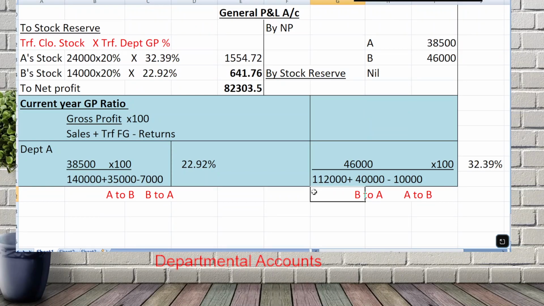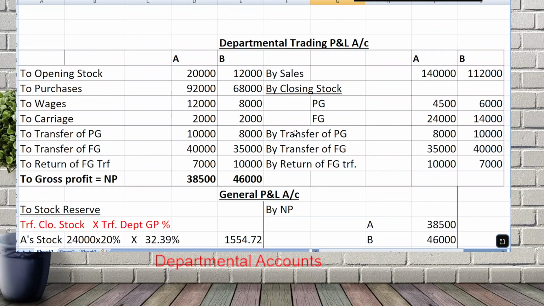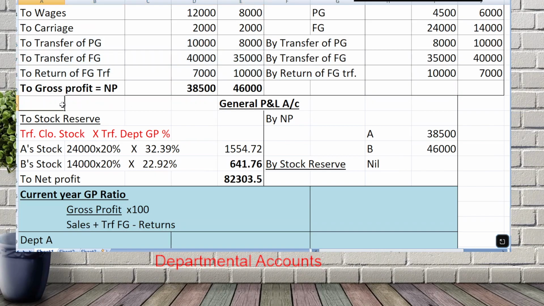Done? Any doubt in it? So, trading account, we just record all the general items. Transfer, how is it recorded? Credit the giver and what? Debit the receiver. Let it be transfer or return, credit the giver and debit the receiver. We prepare the general P&L account.